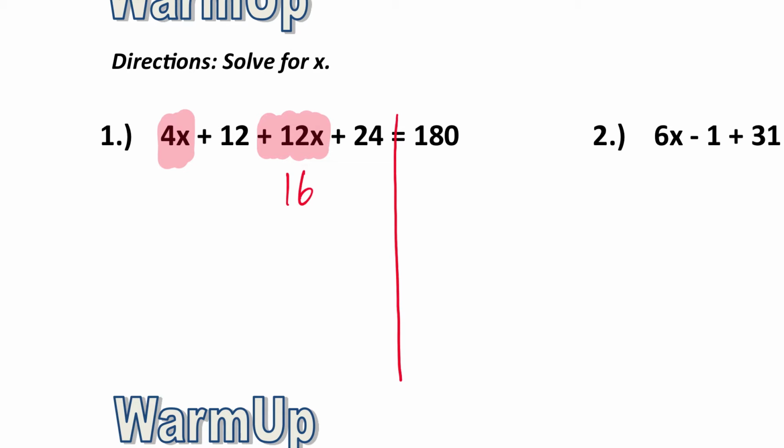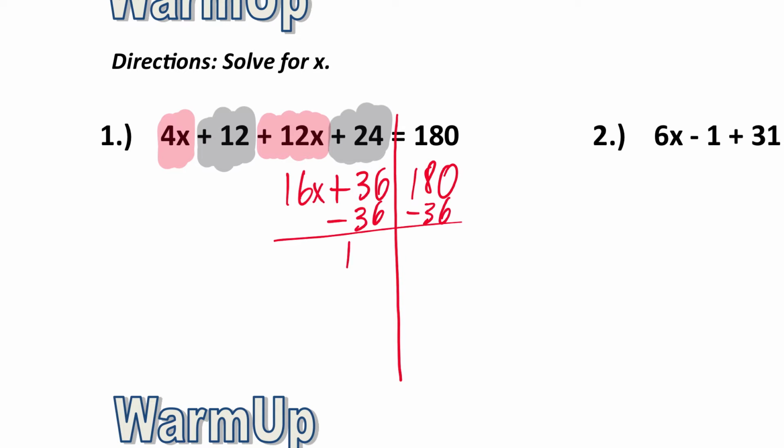16x. And then I've got a positive 12 and a positive 24. What do those make together? 36. Sorry, 16x plus 36 equals 180. All right, then what do we do from there? Yep, subtract 36, so 16x equals 144. Then what?